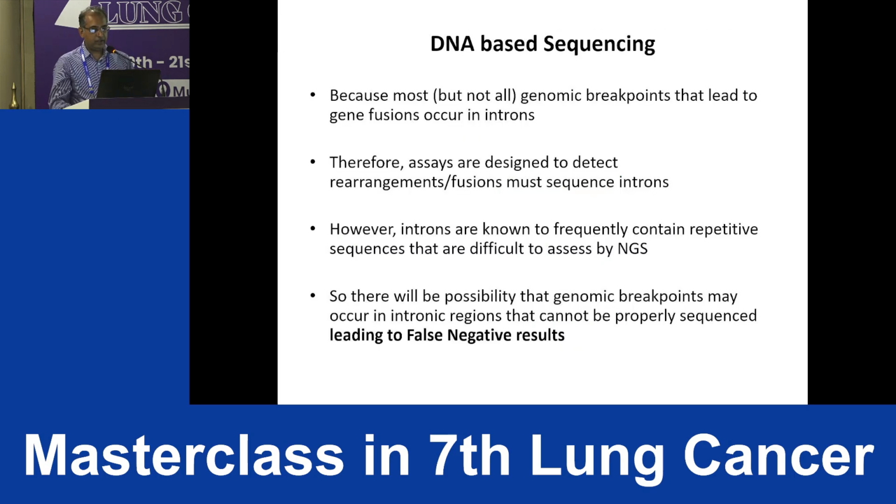Now for DNA based sequencing: most of the genomic breakpoints that lead to gene fusion occur in the introns. Therefore, assays designed to detect rearrangement fusions must sequence the introns. However, the introns are difficult. They frequently contain repetitive sequences, which are difficult to assess by NGS, as was also alluded to in the previous talks. So there is a possibility that genomic breakpoints may occur in an intronic region which cannot be properly sequenced, leading to false negative results.